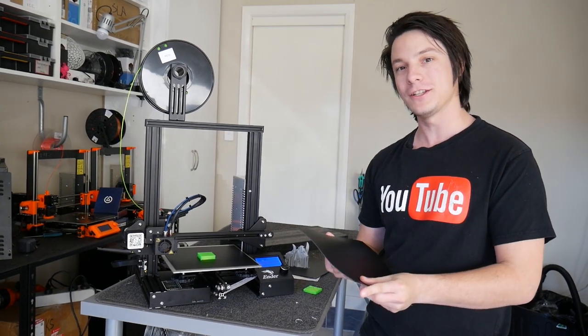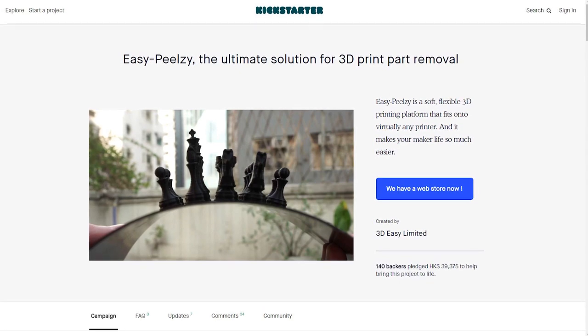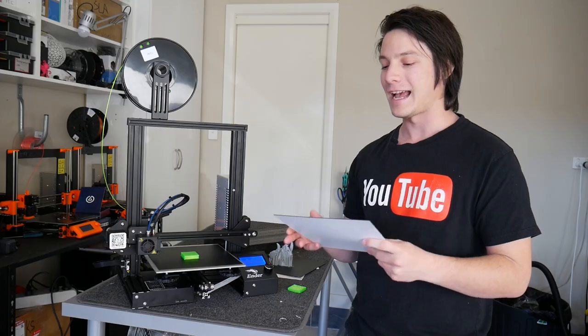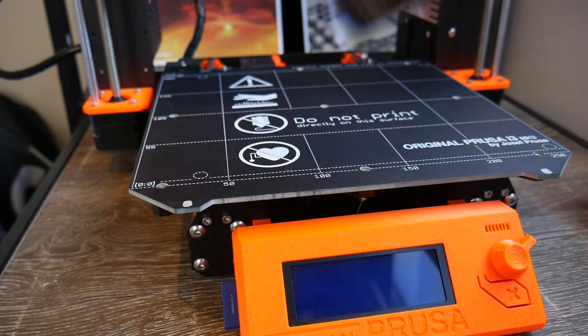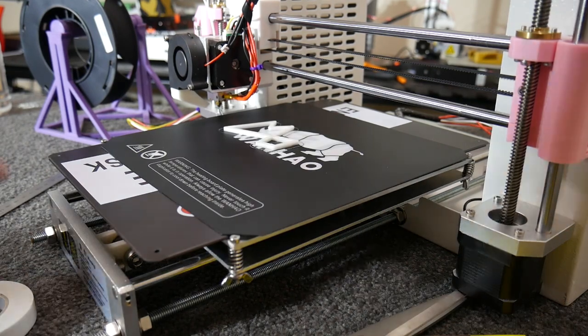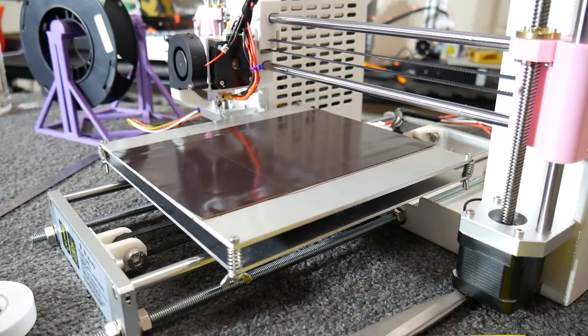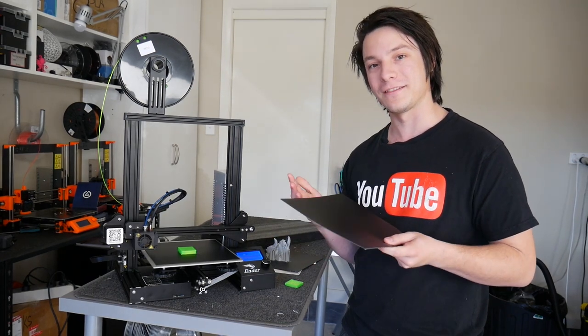This is the Easy-Peelzy. It's a magnetic print surface for your 3D printer. The Easy-Peelzy team ran a very successful Kickstarter campaign that has since finished, and they sell these online. To be honest, I really do like removable print surfaces. I've always said it, and a few months ago, I made my own DIY removable print surface using a Lerner magnetic plate, similar to this, except I used a thin sheet of steel.